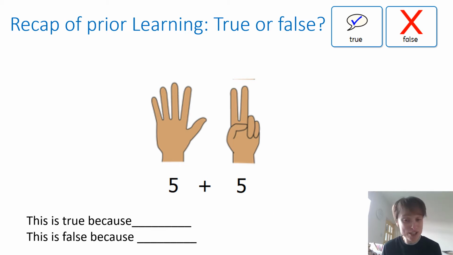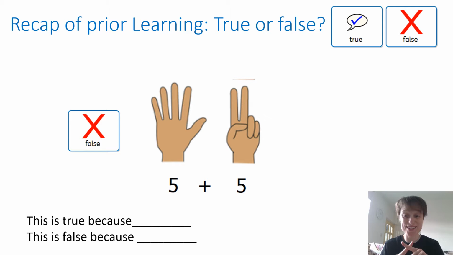Shall we see if you got it right? So is it true or is it false? It is false. Okay, so I'm going to share my thinking and my reasoning, and I want you to listen closely. It's false because I can see 5 fingers on one hand and I can see 2 fingers on the other hand. So the correct expression should be 5 plus 2, or 5 add 2.